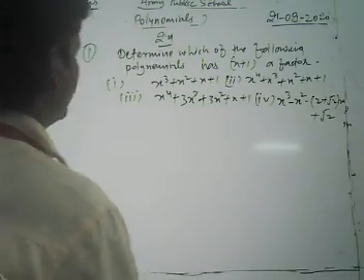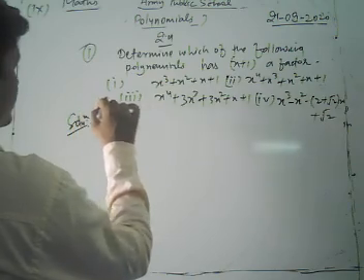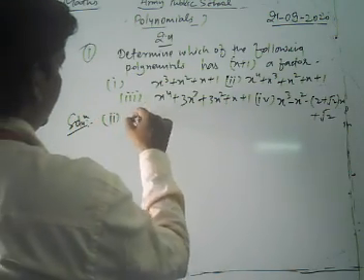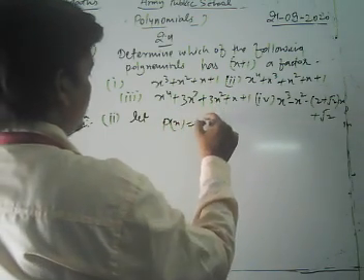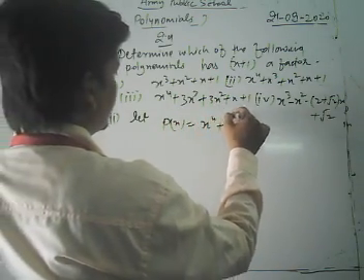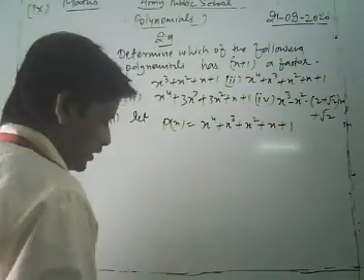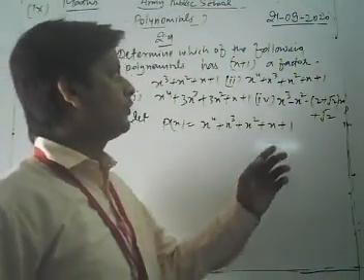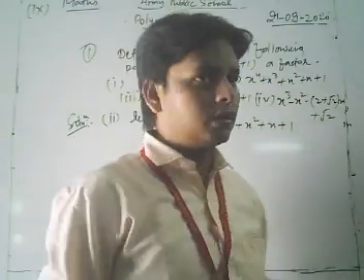Now look, we take and solve the second part of this question. Let P(x) = x^4 + x^3 + x^2 + x + 1. Okay, this is the given polynomial. Now what do we check? We check whether x + 1 is a factor of the given polynomial or not.